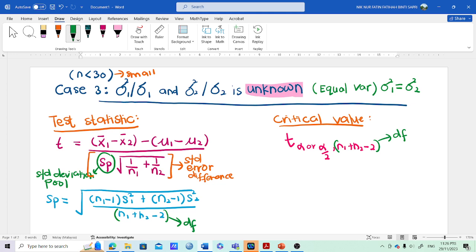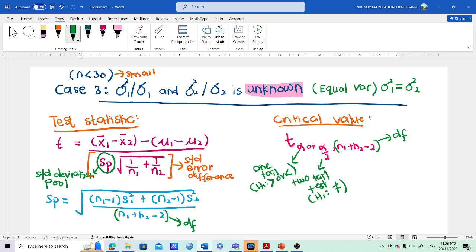Here, you need to remember that if you want to use alpha, make sure that you have a one tail test. This is for a one tail test. If alpha divided by 2, then it is for a two tail test, whereby your H1 has the unequal symbol. For one tail, it is either the greater than or the less than symbol.